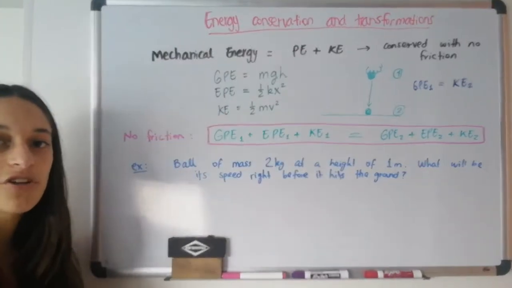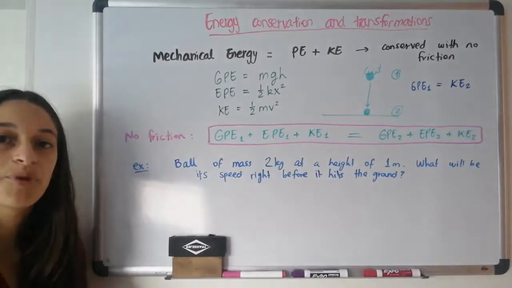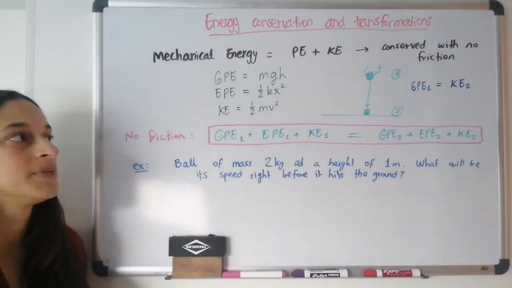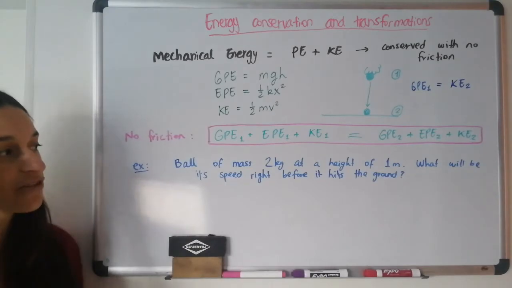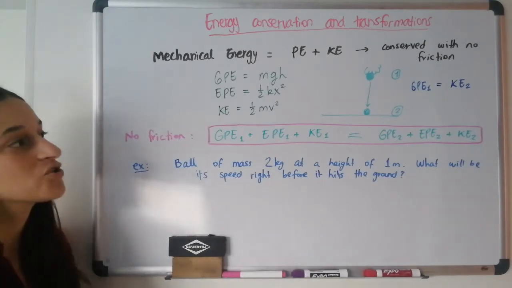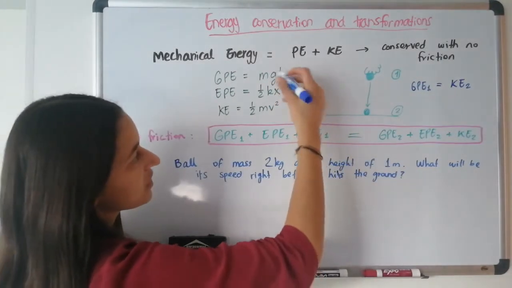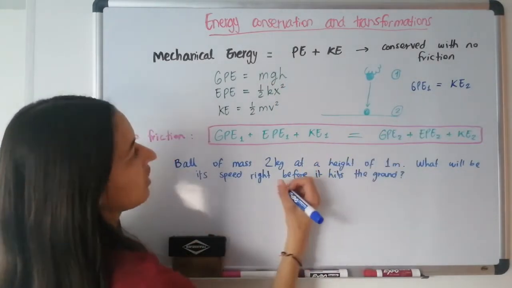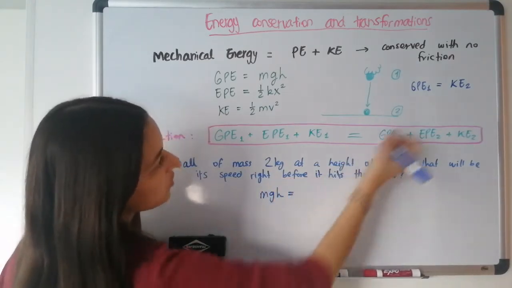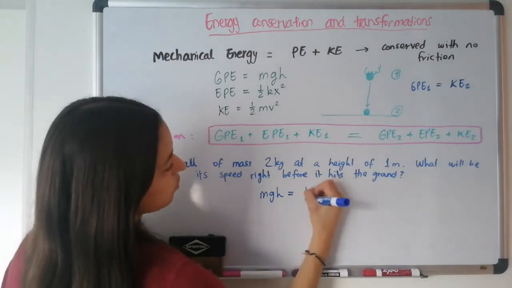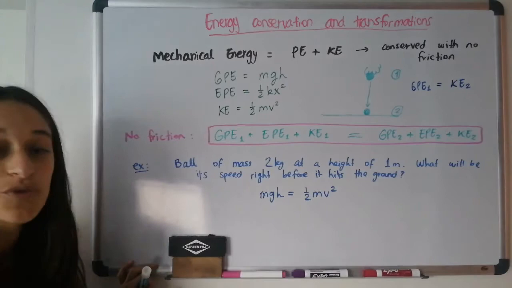Last year we learned how to solve this problem with the equations of motion, and it was a very complicated process in which we had to put distances, heights, times, accelerations, and many other things. But now we can do it just with this equation. So basically, for GPE1, it's going to be mass times g times height equals, and the KE is going to be 1/2 times mass times velocity squared. And that's the equation we need to solve.